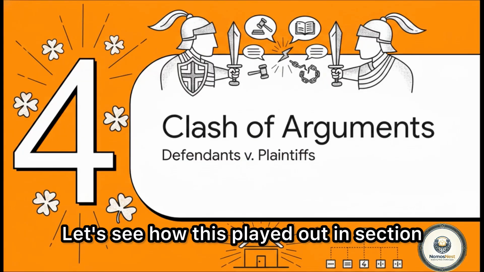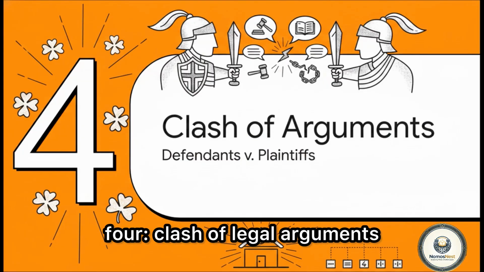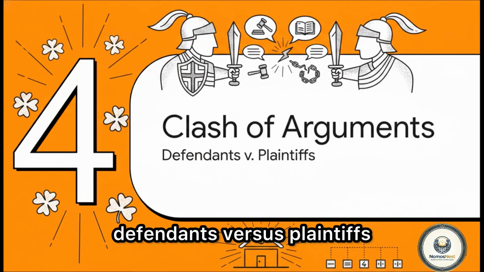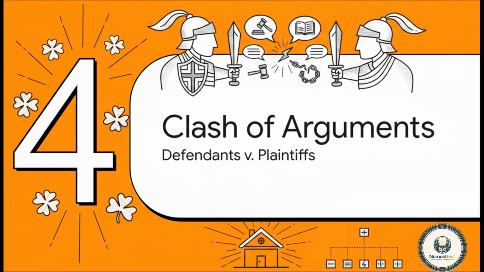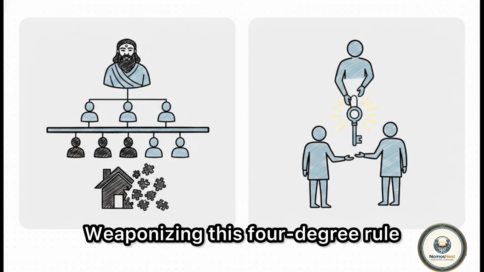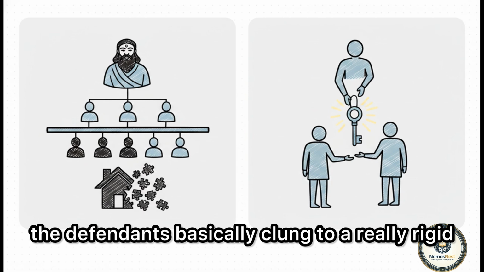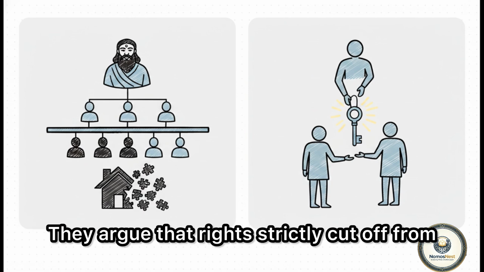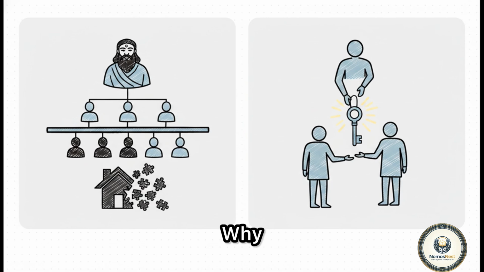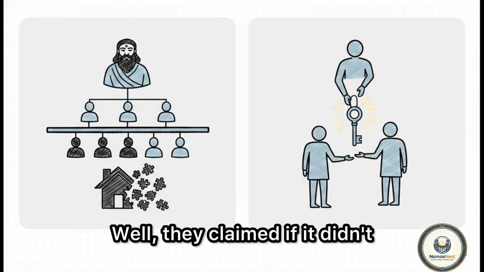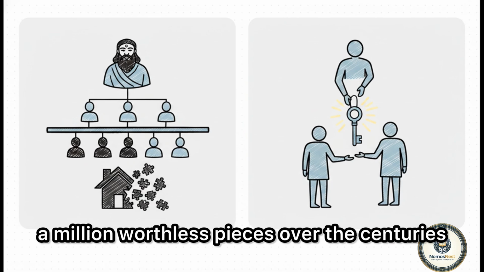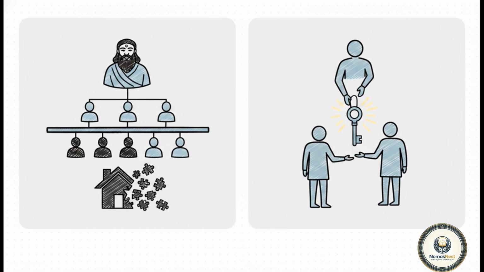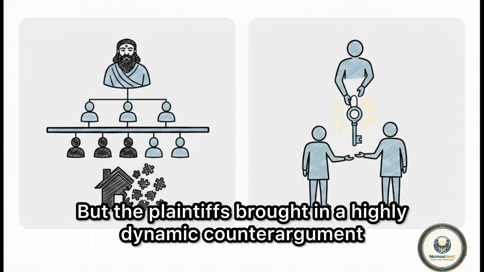Let's see how this played out in Section 4, Clash of Legal Arguments, Defendants versus Plaintiffs. Weaponizing this 4-degree rule, the defendants basically clung to a really rigid, static view of the law. They argued that rights strictly cut off from the original founder. Why? Well, they claimed if it didn't, the property would just be fractured into a million worthless pieces over the centuries. Makes sense, right? But the plaintiffs brought in a highly dynamic counterargument.